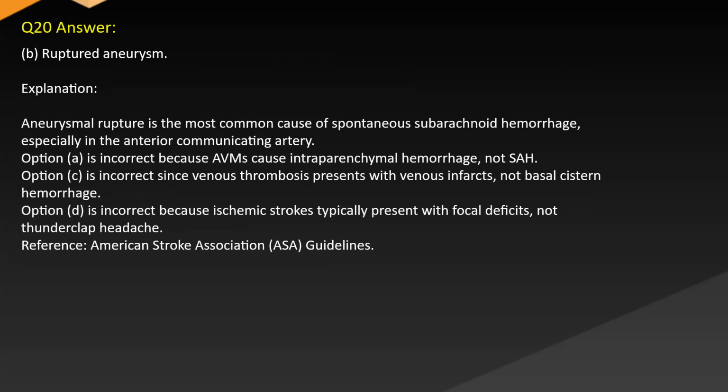Answer B. Ruptured aneurysm. Explanation: Aneurysmal rupture is the most common cause of spontaneous subarachnoid hemorrhage, especially in the anterior communicating artery. Option A is incorrect because AVMs cause intraparenchymal hemorrhage, not SAH. Option C is incorrect since venous thrombosis presents with venous infarcts, not basal cistern hemorrhage. Option D is incorrect because ischemic strokes typically present with focal deficits, not thunderclap headache. Reference: American Stroke Association, ASA guidelines.